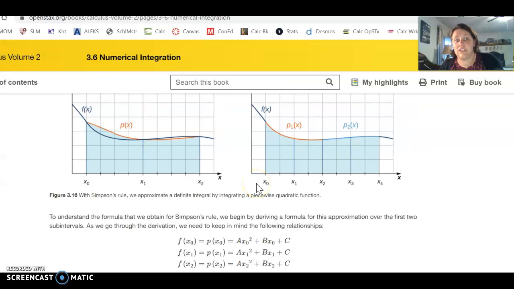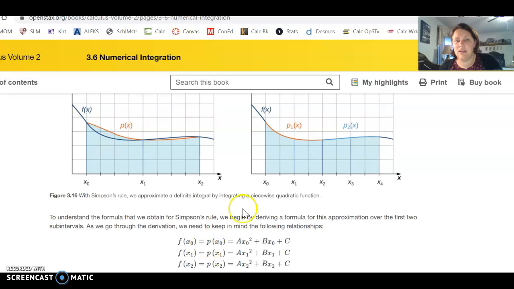Okay, so we're going to look at just a real quick overview of Simpson's rule. I've already spent a long time on this first part already with my videos, so we'll try to do this quickly. So looking at these pictures and these equations, you can see that our function, which is our original function that we want to integrate, at x sub 0, we're going to say f of x sub 0 is equal to p of x sub 0.